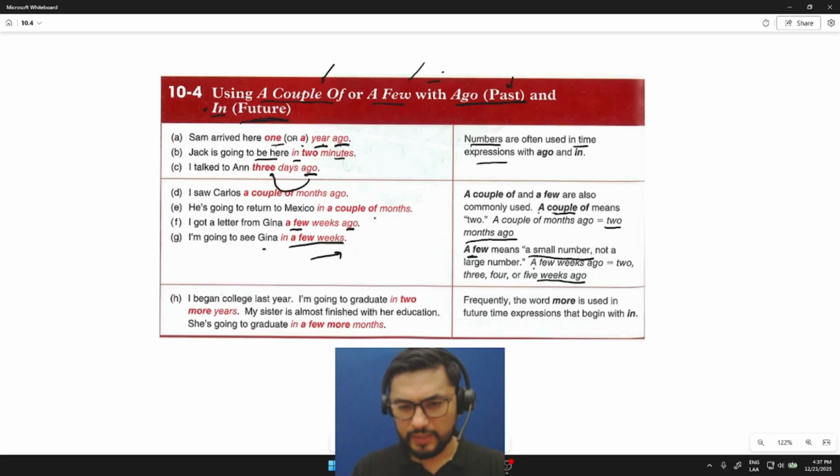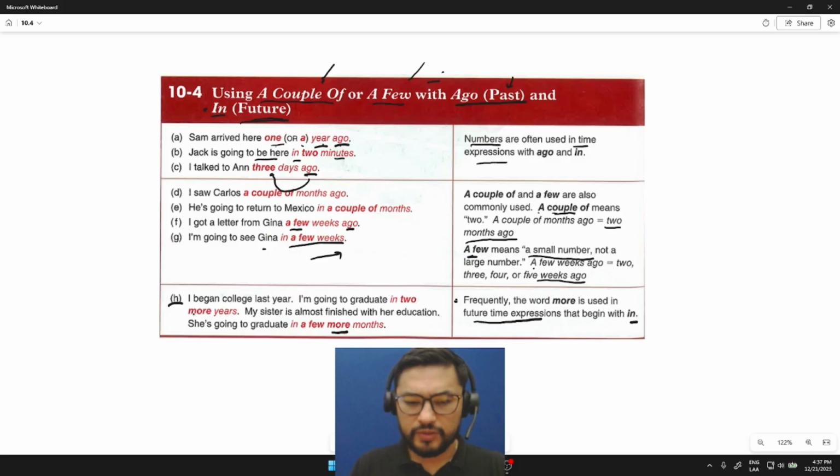Lastly, we can look at example H, but first let's look at the note here. Frequently, the word more is used for future time expressions that begin with in. So let's go over example H. I began college last year. I'm going to graduate in 2 more years. My sister is almost finished with her education. She's going to graduate in a few more months.